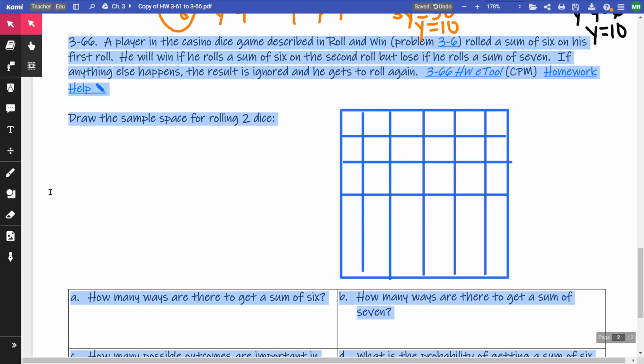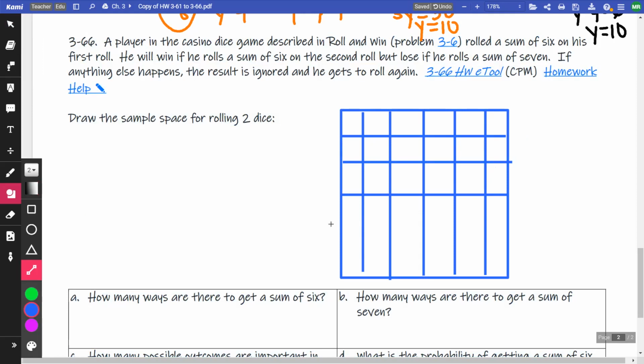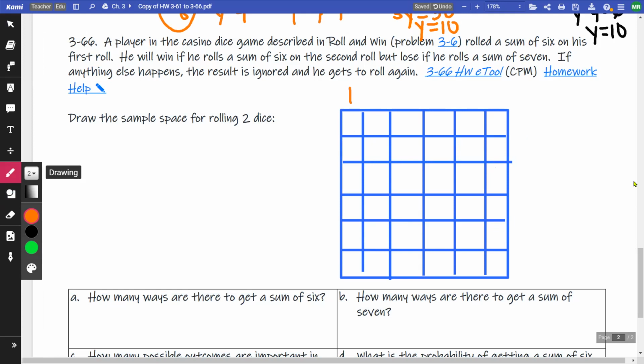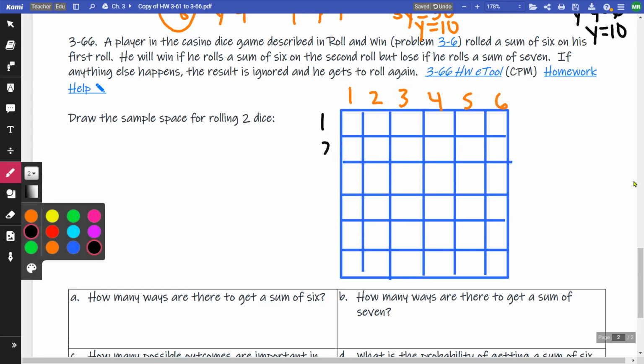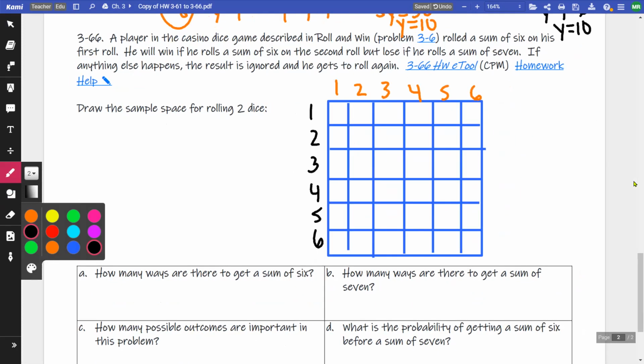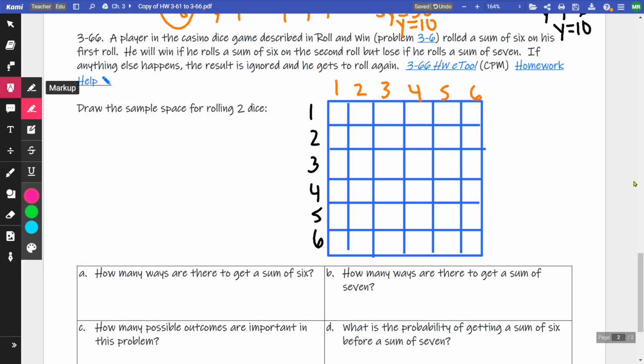Okay. And I'm going to do it again right here. Okay. And then I'm going to have a 1, 2, 3, 4, 5, 6. A 1, 2, 3, 4, 5, 6. And then the sums I'm looking for in this problem, if you read through the directions, is a 6 and a 7. So the first question is saying, how many different ways can I get a sum of 6?